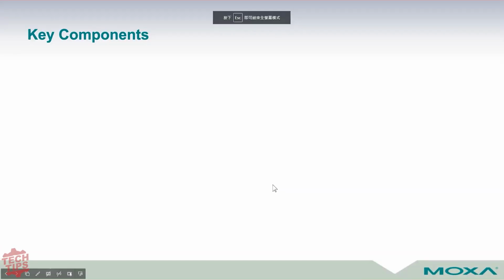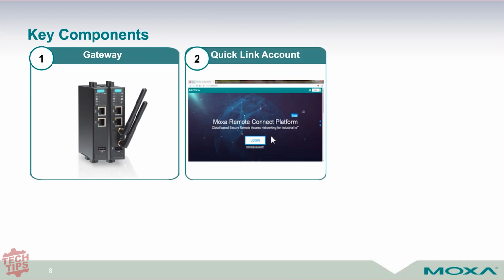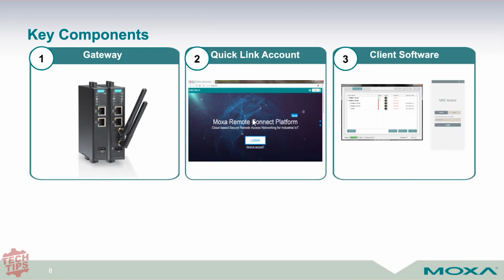So the whole solution is fairly simple. It's composed of a gateway, a Quick Link account, which is the cloud server, and then the client software. So Quick Link and client software are all included when the customer buys a gateway. Right now I'm using a gateway. I installed it at the office, and this is already set by Moxa, so users don't really need to create their own VPN server. And then what I have to do is just install a client software.